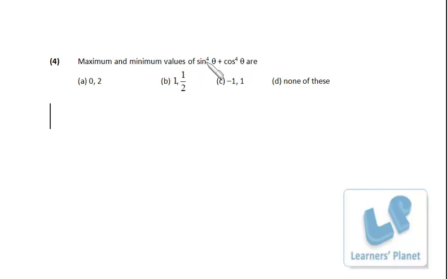Maximum and minimum values of sin 4 theta plus cos 4 theta are. Once again, a simple problem. See, I suppose this to be P. Sin square theta whole square plus cos square theta whole square.